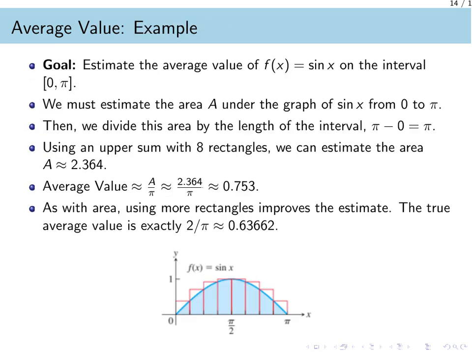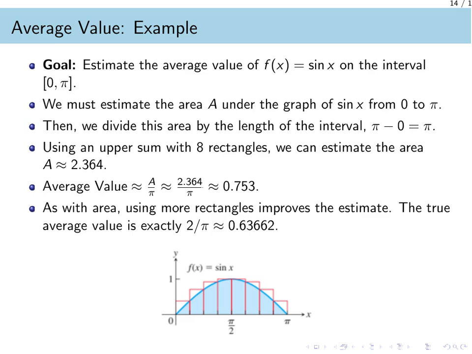Let us apply this new definition to estimate the average value of the function f of x equals sin of x on the interval from 0 to pi. First, we need to find the area under this curve. We can approximate this area using our finite sum methods. For instance, using an upper sum with 8 rectangles gives an estimated area of about 2.364.